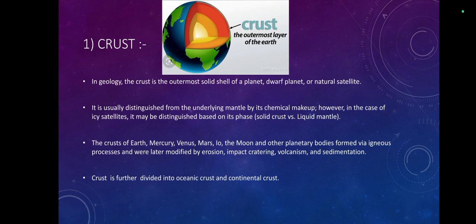Crust is further divided into oceanic crust and continental crust. The crust is the uppermost layer of the Earth's surface in a solid state and is called the crust. The thickness of the crust is not the same everywhere. On an average, it is 30 to 35 kilometer thick. The thickness of the crust below the continents is from 16 to 45 kilometer, 40 kilometer under the mountain ranges and less than 10 kilometer under the oceans.